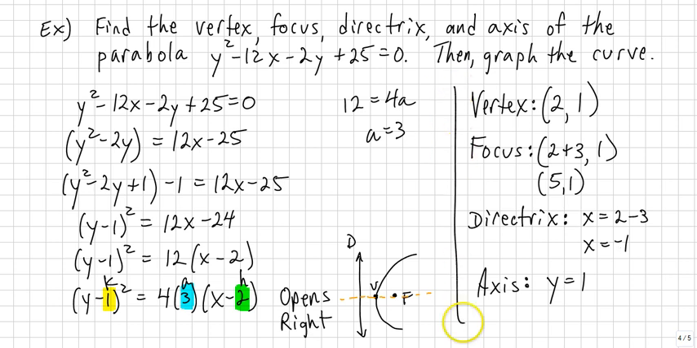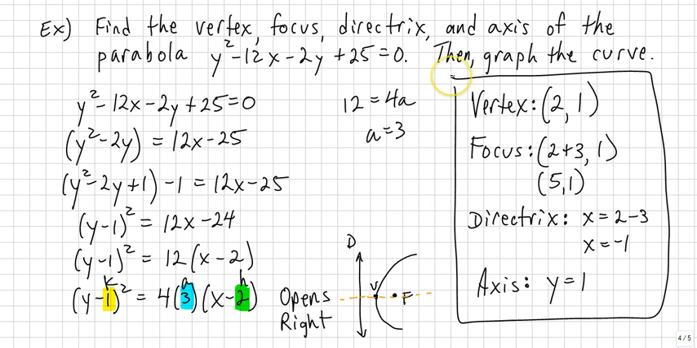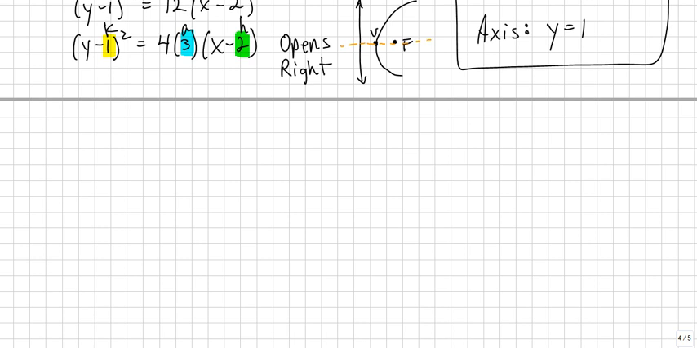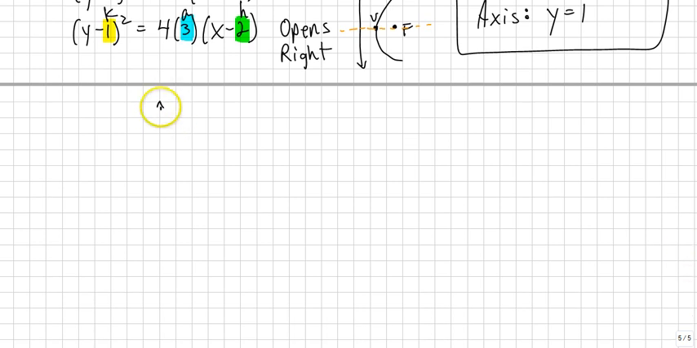So we got everything they asked for. We've got the vertex at 2, 1. Our focus is at 5, 1. Our directrix is x equals negative 1. And our axis of symmetry is y equals 1. And then it says graph the curve. Well, I don't have enough room to do that, so I'll just have to scroll down, and you'll just have to bear with me as I scroll back and forth.